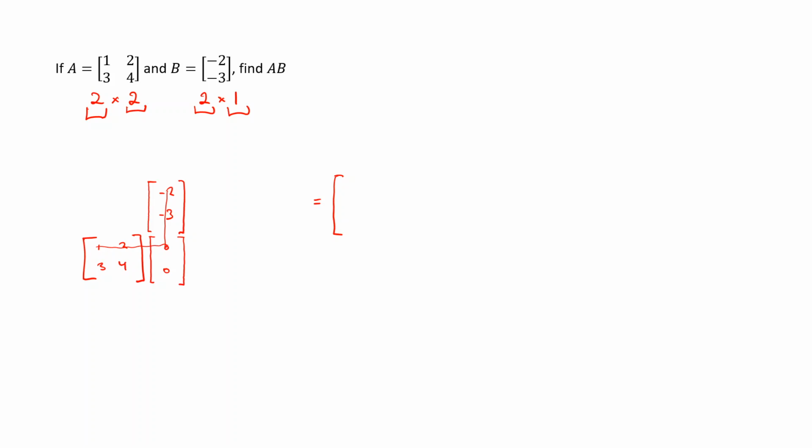Now what does that mean? Well, it means I'm going to take each entry one at a time and multiply them with the other corresponding entry. So I'm going to take this number 1 and multiply it with negative 2 because they're both the first entry in the corresponding rows and columns. So I'm going to do 1 times negative 2. Then I'm going to add to that the product of the next lot of corresponding entries. So I'm going to do 2 times negative 3.